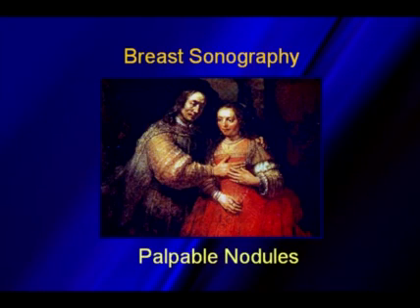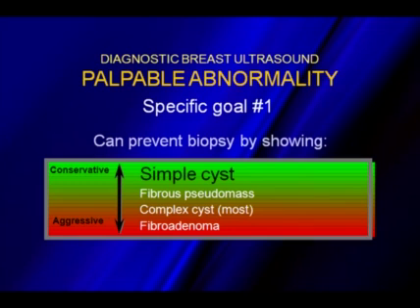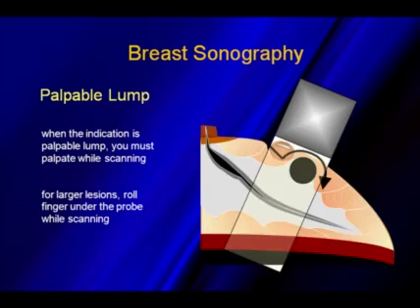Next, we're going to talk about palpable nodules. Now, with palpable nodules, remember our number one goal in ultrasound is to try and prevent an unnecessary biopsy. If we can show that what the patient is feeling is a simple cyst, a fibrous pseudomass, a complex cyst, or a fibroadenoma, we can avoid having the patient have a biopsy. So looking at these lesions, if the indication is something palpable, even before you start scanning, make sure you feel the lesion. It's going to tell you a lot about what you're looking for.